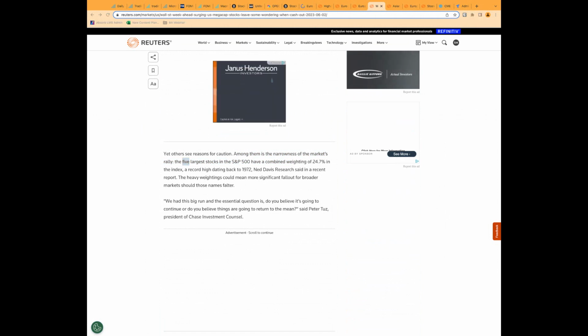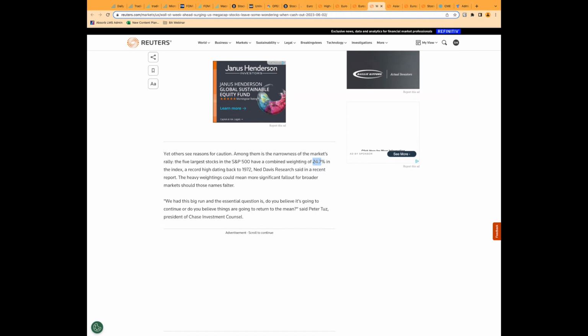And those in here, sorry, one sec. I've got just something popping up you probably can't see on the screen. But right, they have a combined weight of 24.7%. 5 stocks of 500 make up nearly a quarter of the whole S&P 500 index, okay? And that is at its highest level as a percentage.